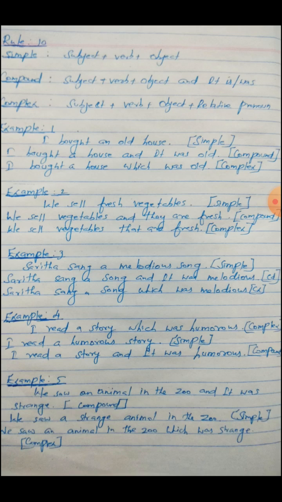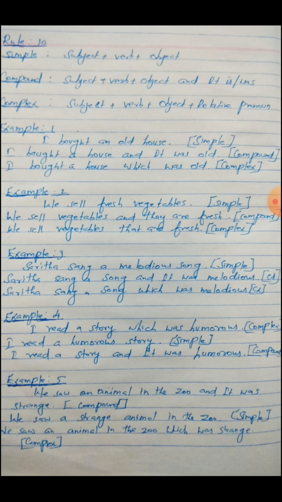Last class we have seen rule number 8 and 9. Today we are going to discuss rule number 10 and 11. Let us see simple sentence here. Subject plus verb plus object, that is SVO. Simple sentence SVO, subject verb object.